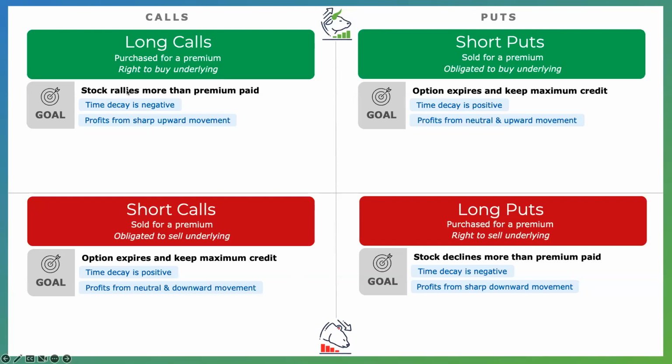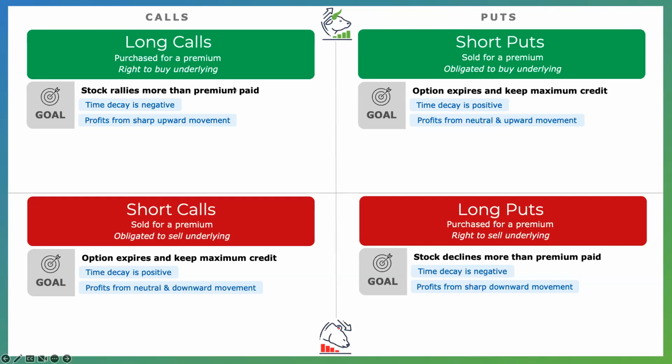The goal associated with these is, what you'll notice is long options have some similarities. Time decay hurts them, and that makes sense, right? As we went through the options premium, because it's a decaying factor. So therefore, as the option nears expiration, that's going to make the premium deplete in value. And our goal when buying options is for the premium to increase in value as much as possible. Long options also profit from sharp movement in our desired direction, whereas short options have a directional bias, but they can be profitable even if you don't move as much.